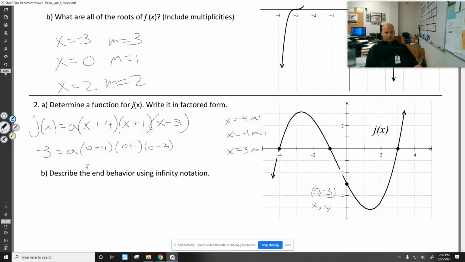So this ends up being -3 equals a times -12, and we get a is positive 1/4. So the equation is positive 1/4 times x plus 4, x plus 1, x minus 3. This looks good because of the correct end behavior of a positive x cubed graph.